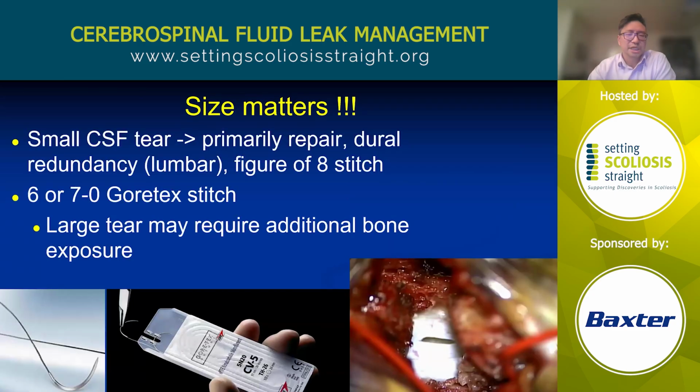When I first approach it, size doesn't matter in this case. If it's a small little tear, you can put a figure of 8 and repair it primarily. I tend to use 6-0 Gore-Tex sutures, just because the suture itself is a little bigger than the needle, so it plugs the hole as you go through. But it depends on your preference. If it's a really long opening, you may want to dissect more bone, and then depending, run a suture through it or do a patch.